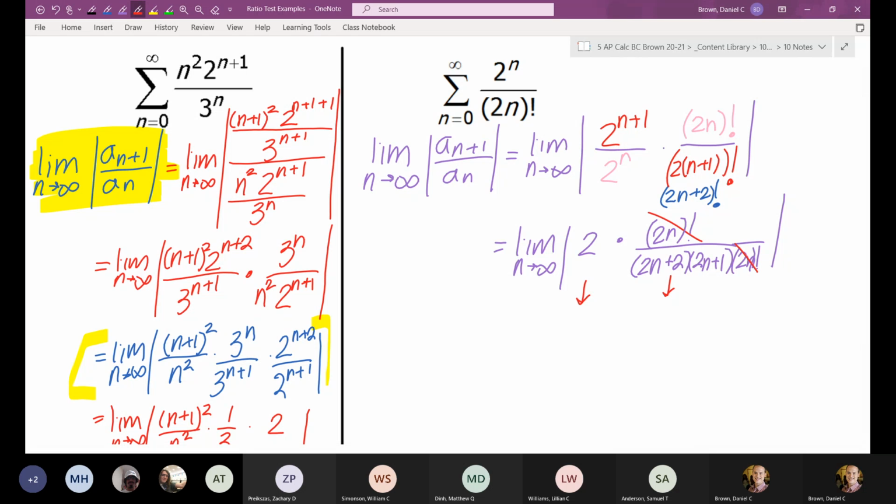I will say a lot of the tests we use the alternating series test for can also be done using the ratio test.